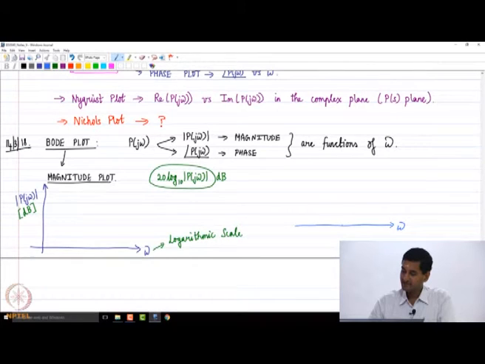Let us say I have 3 points, omega 1, omega 2, omega 3, where the distance between omega 1 and omega 2 is the same as the distance between omega 2 and omega 3. Now if I use a linear scale, what can I say about the distance between these two sets of points? Yeah, they are equidistant, but what does it characterize?